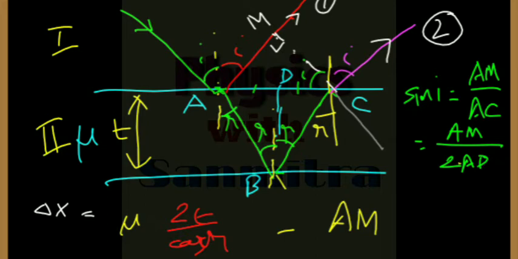Now from this triangle I can write AD is equal to T into tan r. So I can replace AD with T into tan r. So this is T, this is AD, and this is the angle r. So AD by T is equal to tan r, AD is equal to T into tan r.